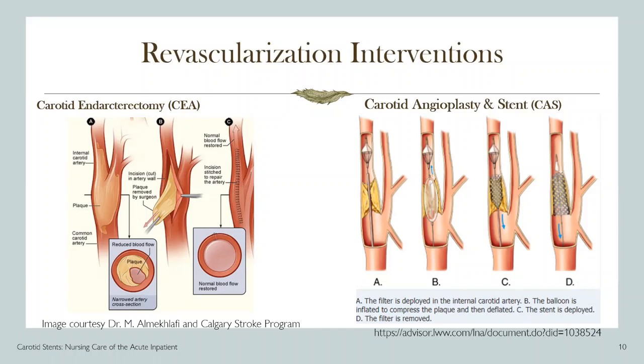Under letter A on the graphic on the right, you can see them deploying a filter through the stenosis to the ICA, and then under letter B, the balloon is inflated to squash the plaque against the vessel wall. And then under C, the stent is deployed and expanded to fill, and then in D, the arterial lumen is maintained patent.